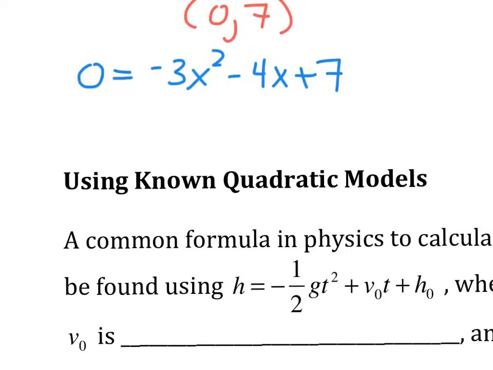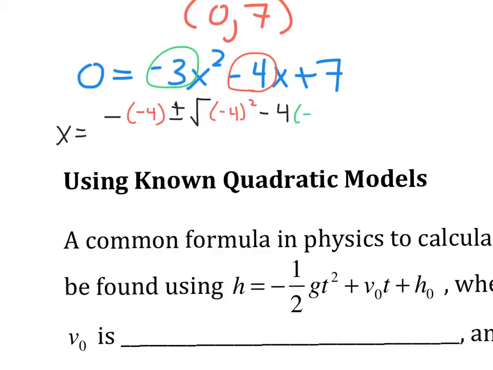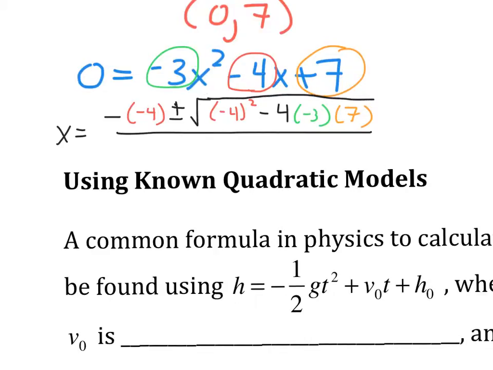So x equals negative b, and here's my b, plus or minus the radical of b squared minus 4 times a times c, and I'm going to draw my radical to go all the way across, all over 2 times a.